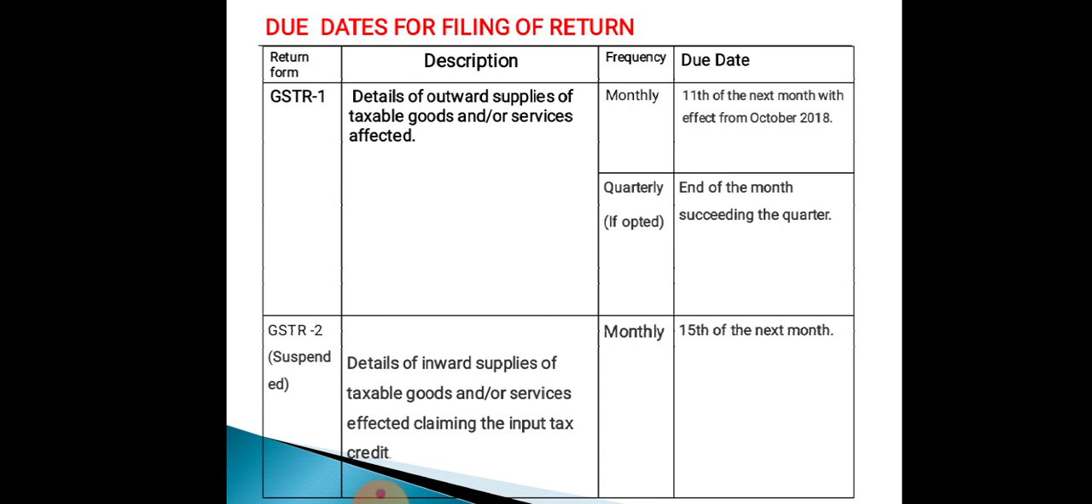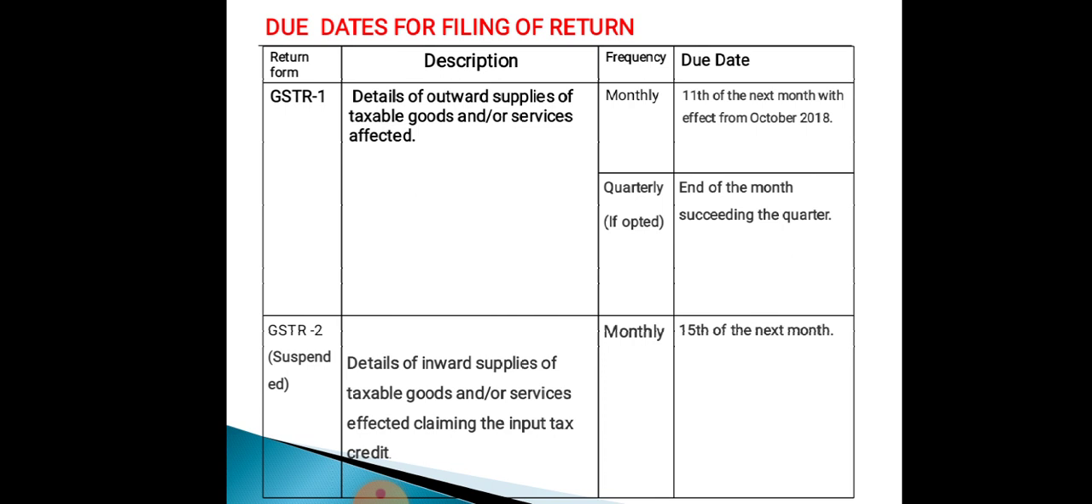GST return 2 contains details of the purchase transactions of a registered dealer for a month. It will also include purchases on which reverse charge applies. The GST return 2 filed by a registered dealer is used by the government to check with the seller's GST return 1 for buyer and seller reconciliation.